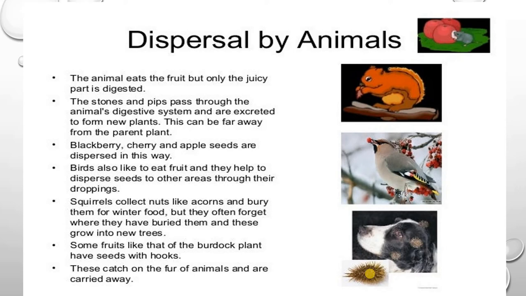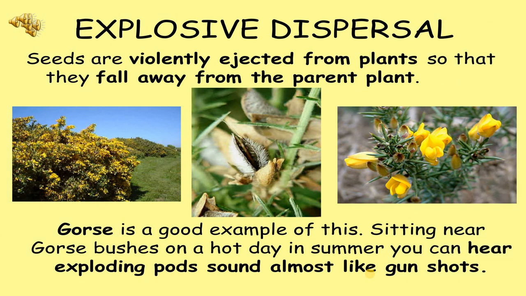Sometimes, if a bird sits on a fruit tree and eats the fruit, the seed remains attached to its beak, and when it goes to other places, that seed falls off and grows into a new plant. Squirrels collect nuts and bury them for winter food, but they often forget where they have buried them, and then these grow into a new tree. So this is how the seeds are dispersed by animals, and these are called the biotic vectors.